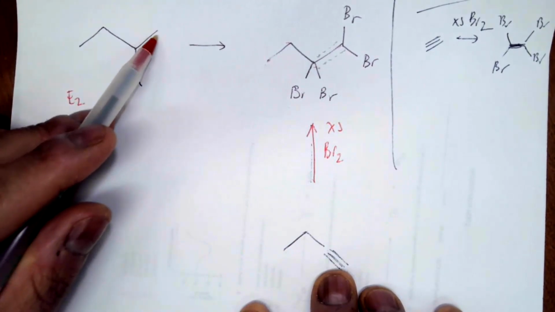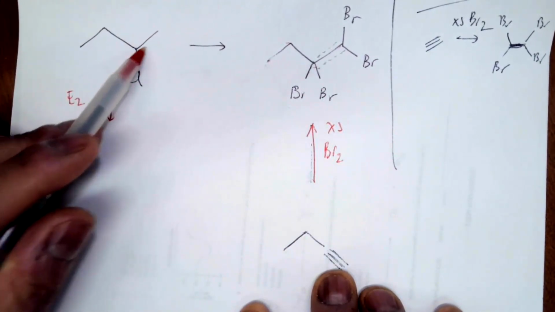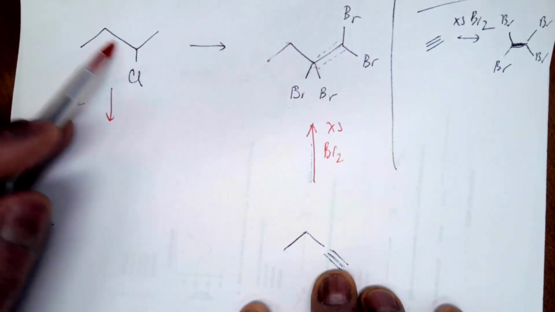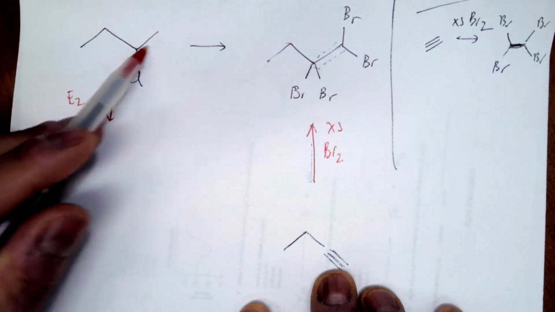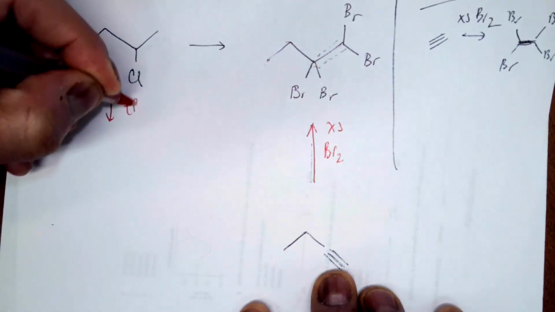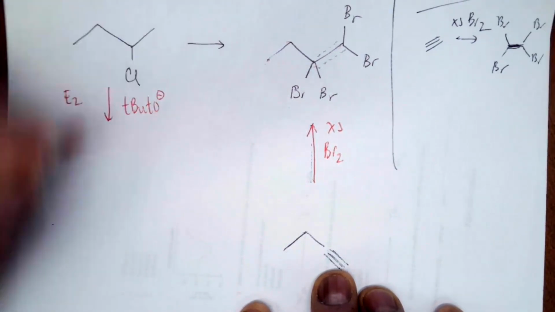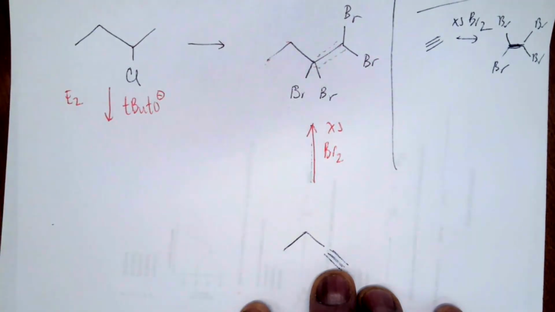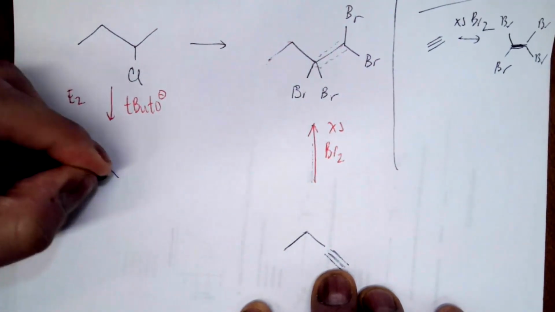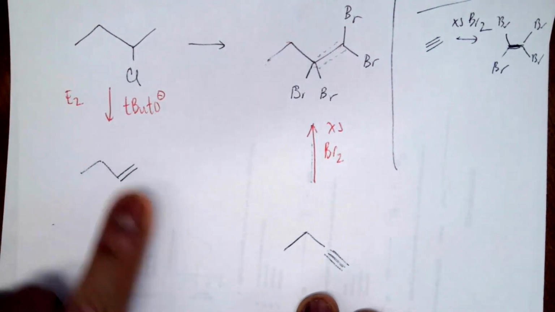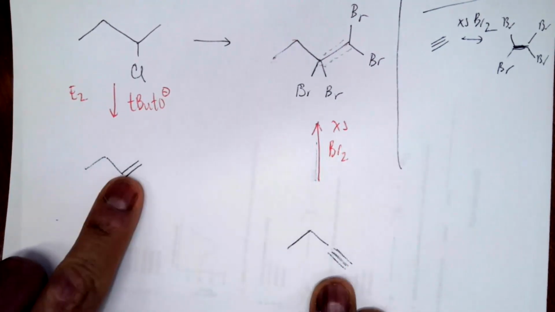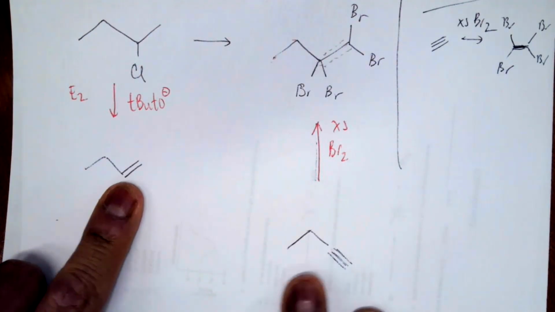The alkene terminal means that it's going to be a Hofmann elimination. This one is a Zaitsev. I need a Hofmann alkene, not the Zaitsev alkene. So with the Hofmann alkene, the only base that I can use is tert-butoxide. If I use tert-butoxide, I will create this alkene. Good. At least they look alike. 1, 2, 3, 4. 1, 2, 3, 4. Terminal double bond, terminal alkene.